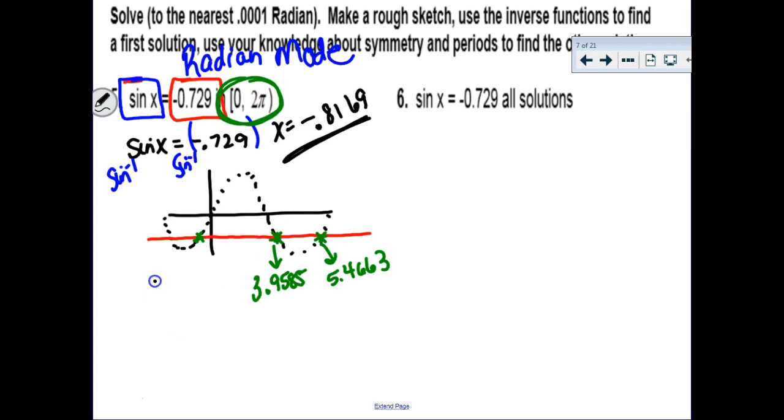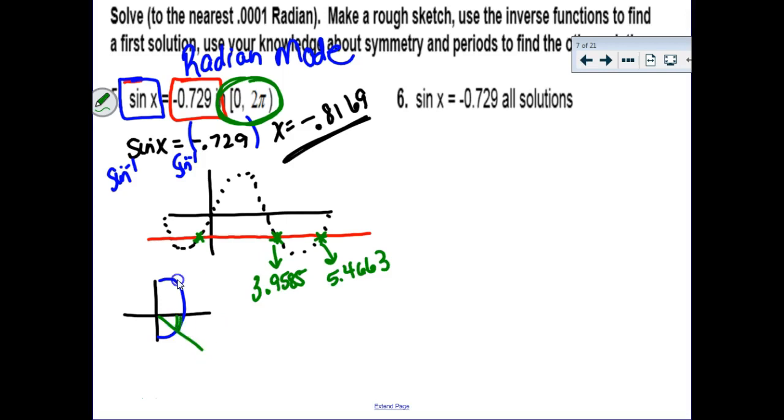Well, that goes back to our last lesson on inverse sine. Where is inverse sine defined? Quadrants 4 and 1, right? Only here and here. So when you apply the inverse sine to negative 0.79 whatever, it's giving you this guy down here in quadrant 4.